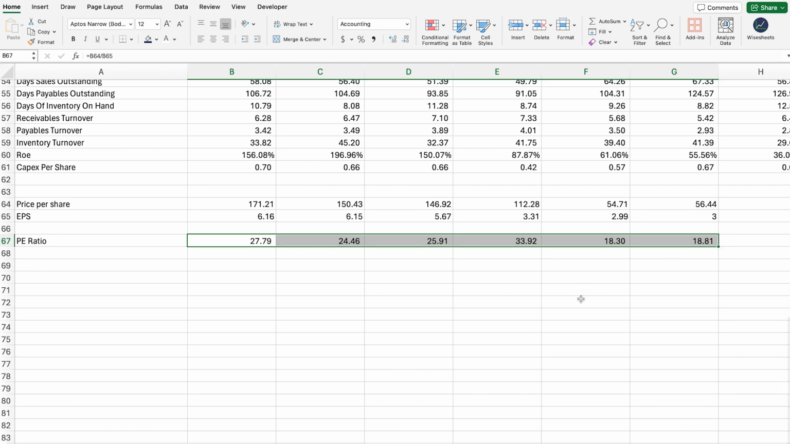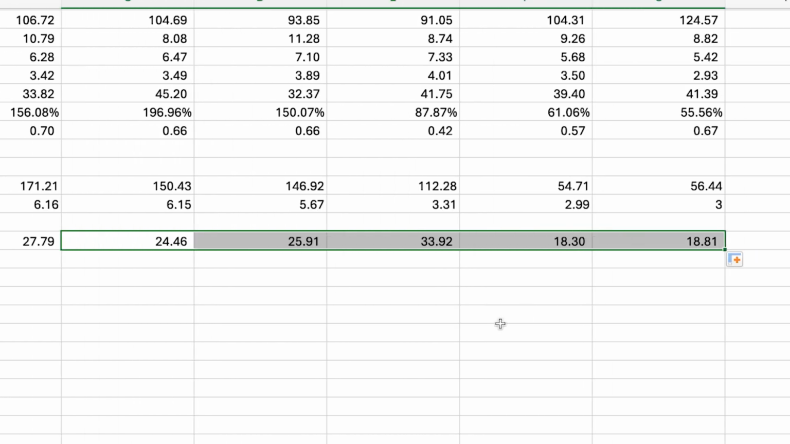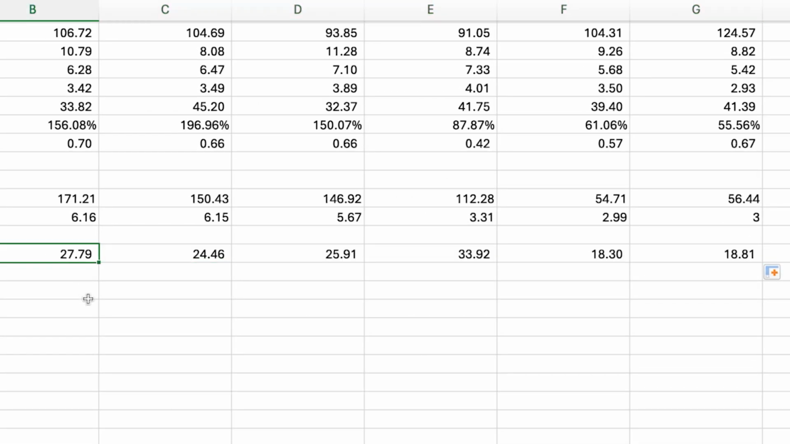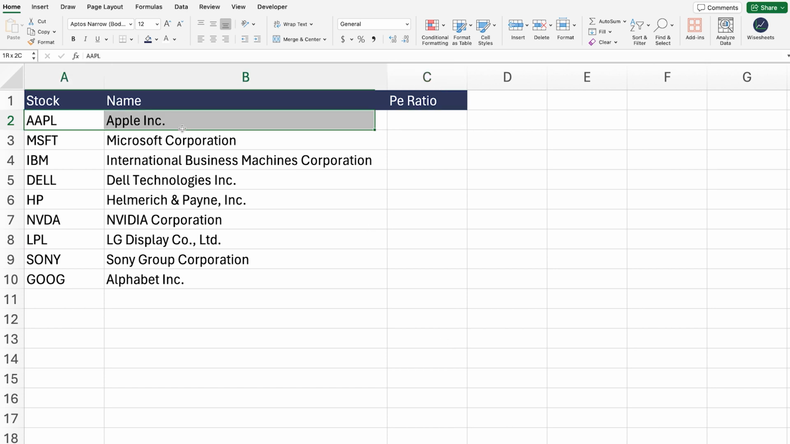And what we can then do is compare how the current P/E ratio is different than the past P/E ratios. If right now, for example, it seems like the P/E ratio is much higher than the ones in the past, this perhaps means that it may not be the best time to invest in Apple stock at this particular stock price.